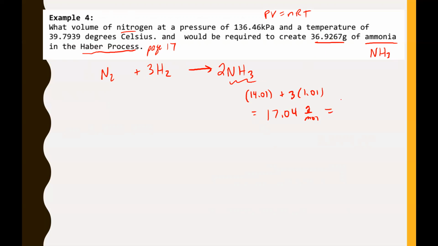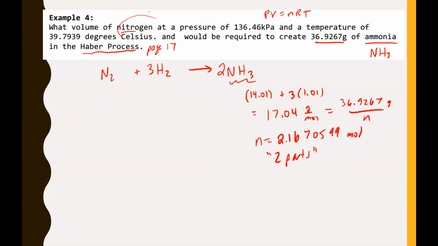We know how many grams we have. It's that ridiculous 36.9267 grams. We don't know how many moles we have. Times by N, divide by 17.04. We're going to find N is going to equal, bear with me on this, I'm going to keep a ton of sig digs here, 2.1670599 moles. Now I want you to recognize this is 2 parts according to our balanced chemical equation.